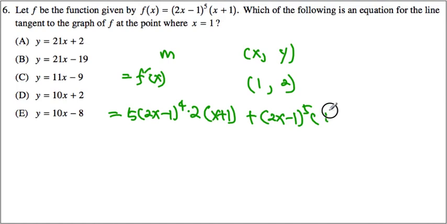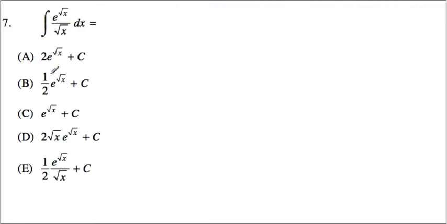Now, plus the left side, which is 2x minus 1 to the 5th power, times the derivative of the right side, which is simply 1. Once you plug in 1 in place of x, this portion becomes 5 times 2 times 2, which is equal to 20. Here, once you plug in 1, we end up getting 1. So our slope becomes 21, but we have to get 2 as the y value. That's only possible with choice B.